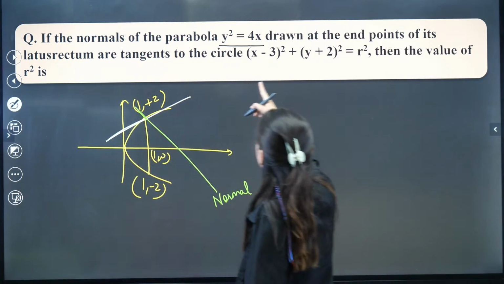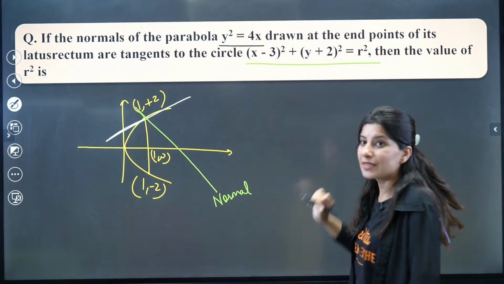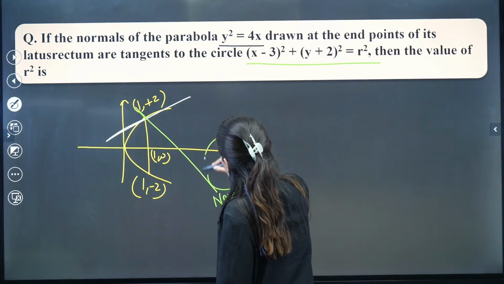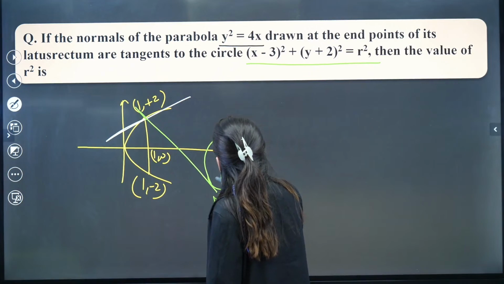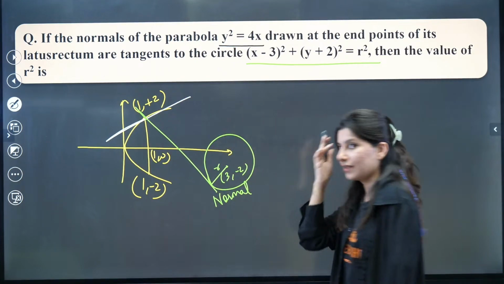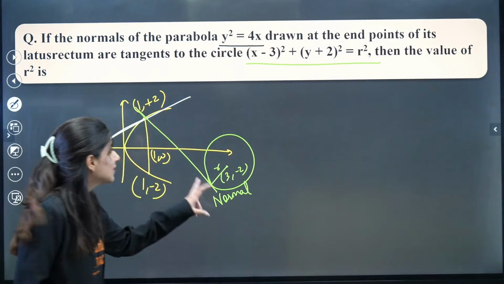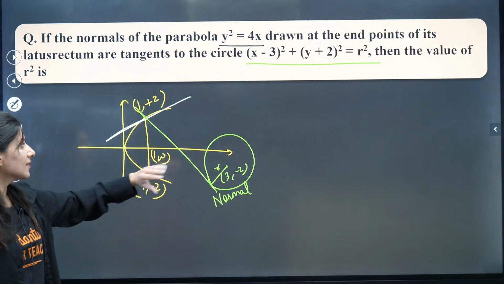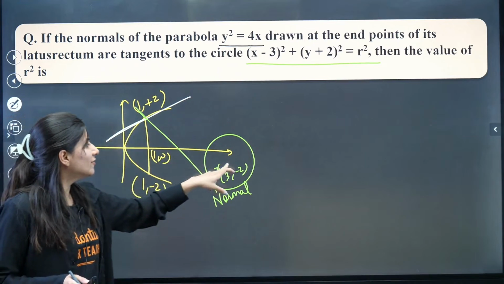Now the question is saying that the normal of the parabola is tangent to this circle. So let us assume that this is your circle whose center is (3, -2) and radius is r. So we need to just find the condition of tangency. So how will we proceed? Understand this. One thing I know is that I need to calculate the value of r.